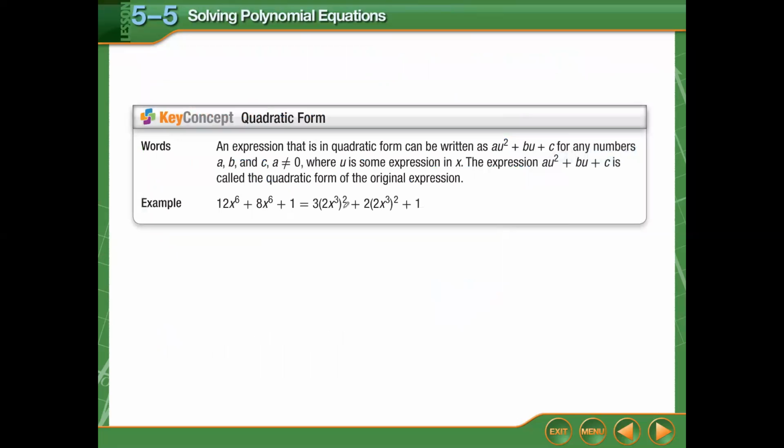All right, going into quadratic form. This is just rewriting polynomials in the form of ax squared plus bx plus c, with your x being a higher degree term. Pause the video, take a note of it, see what you can do.